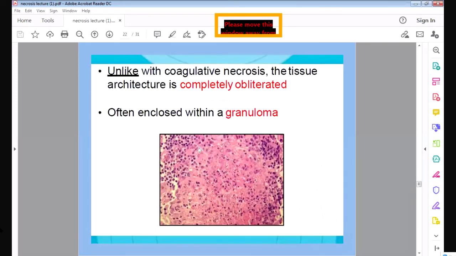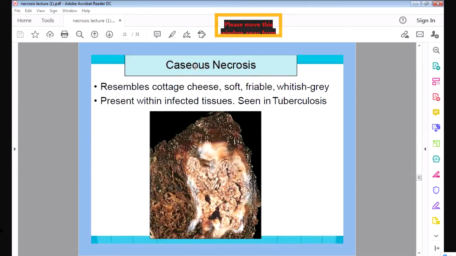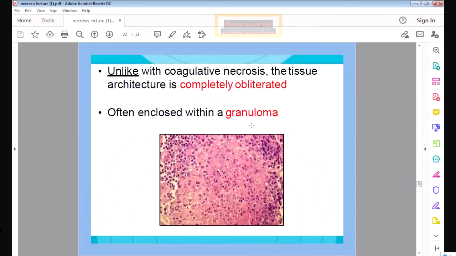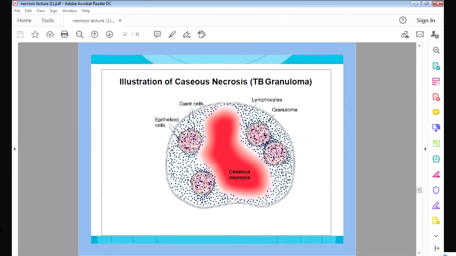So especially you should remember caseous necrosis, two important things. With the eyes it will appear cheese-like, white in color. It is seen in tuberculosis, and you will see granuloma. What is a granuloma? Granuloma is a central area of caseous necrosis surrounded by lymphocytes, epithelioid cells, which are macrophages, and giant cells. So this is a granuloma.